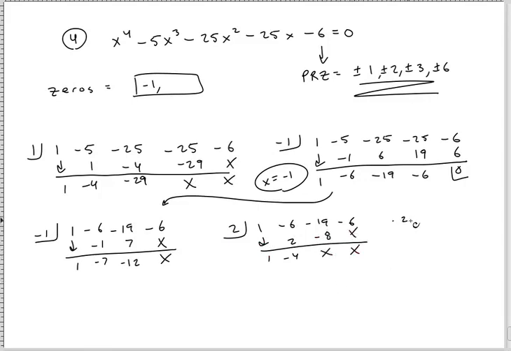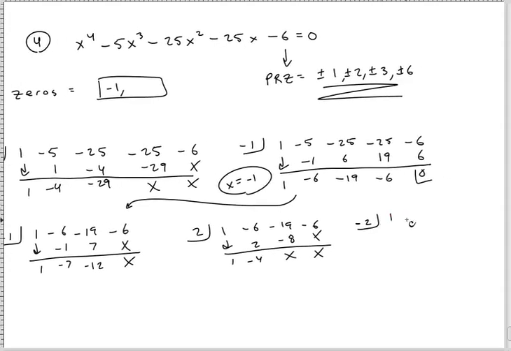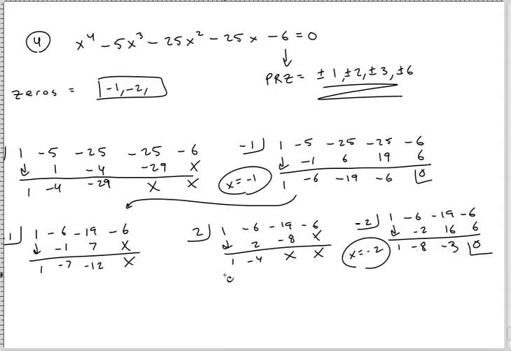Okay, negative 2. Get a little bit of room there. Negative 2, negative 8. 2 negatives make a positive 16. And so that would be a negative 3. 2 negatives make a positive 6. And yeah, we got it. So x equals negative 2. So negative 2 is another answer. Cool, and those are all part of my group there.